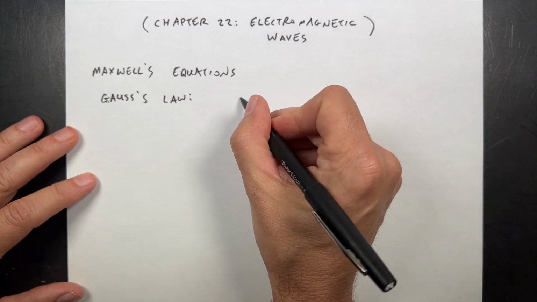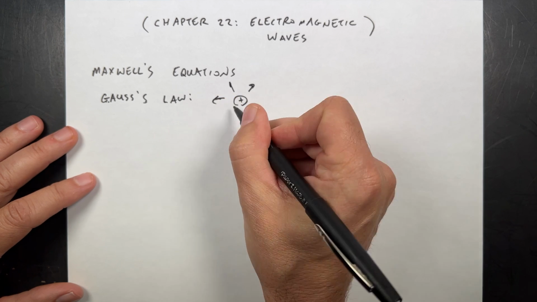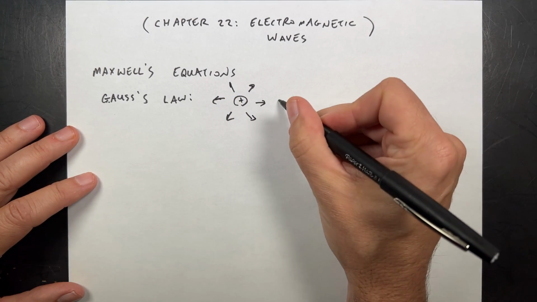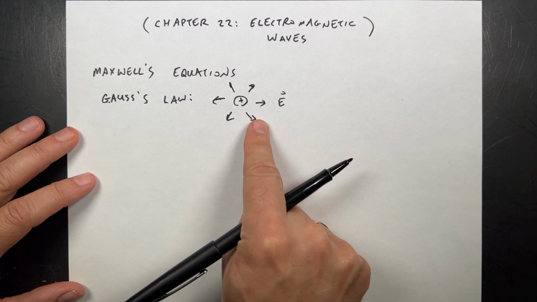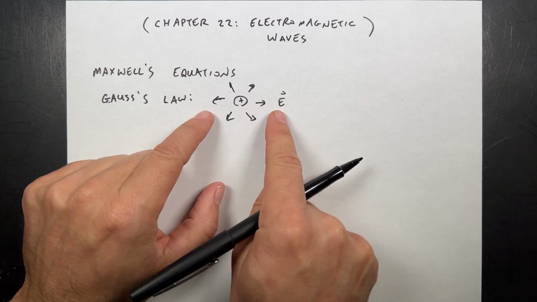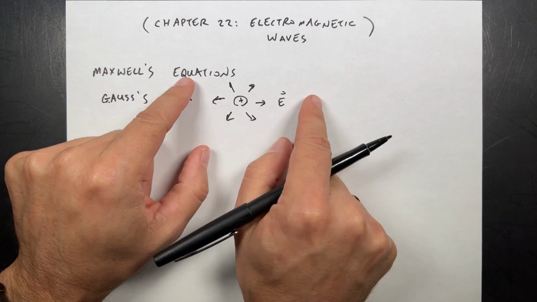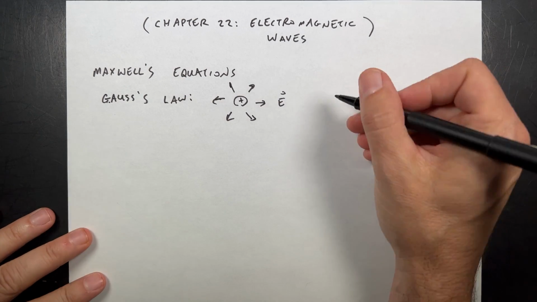Gauss's law is this. That's Gauss's law, and that's the electric field. So Gauss's law says that charges make electric fields, and the shape of these fields depends on the distribution of the charges. If you have a positive point charge, that electric field points away. That's what that says. And then we have another one.